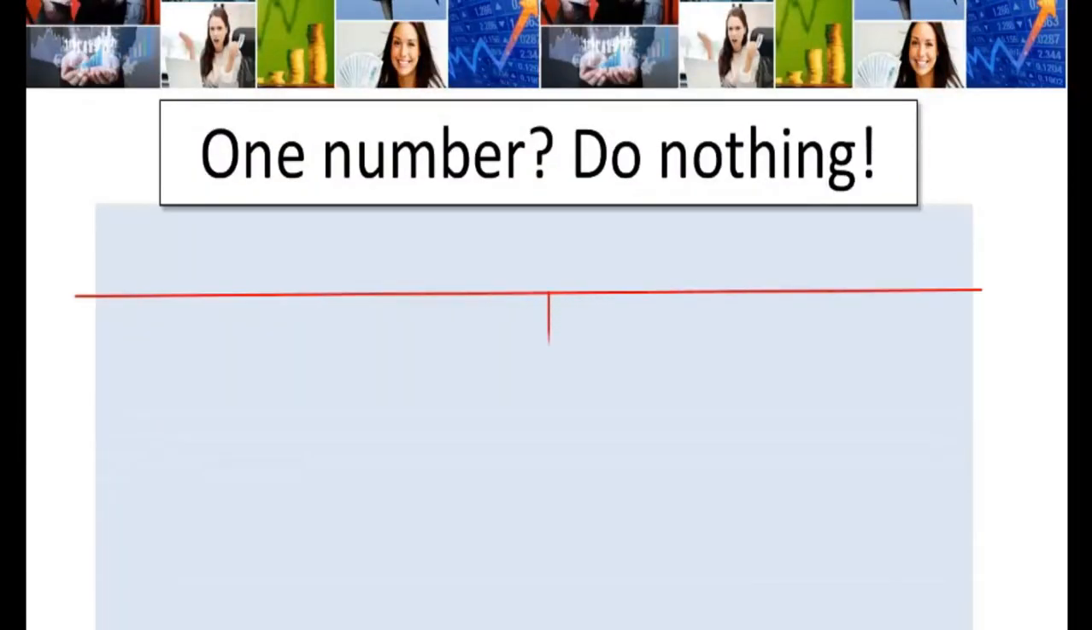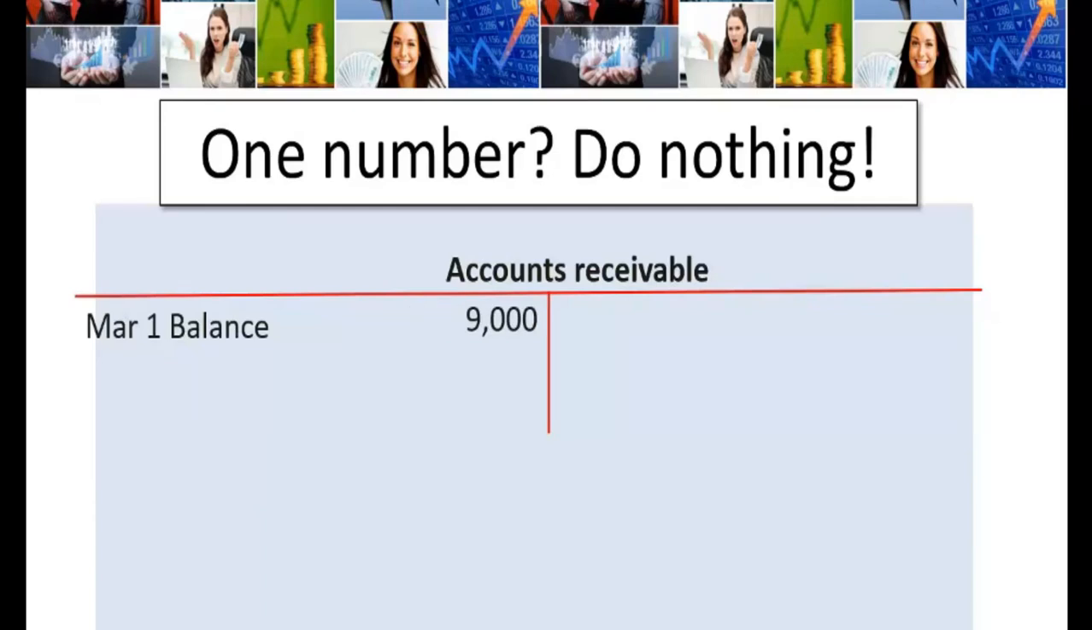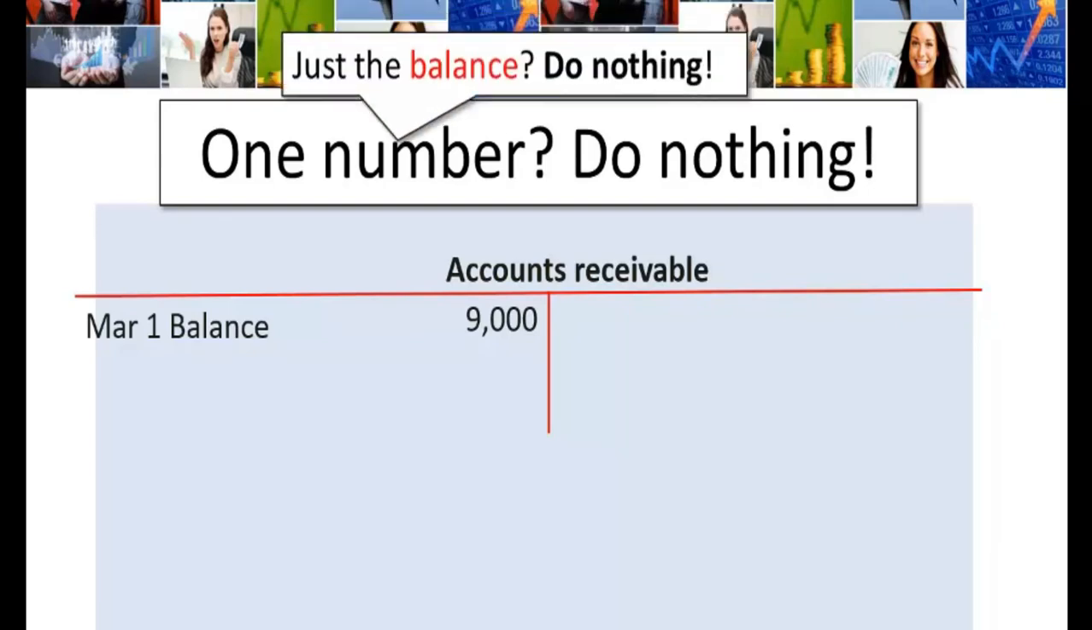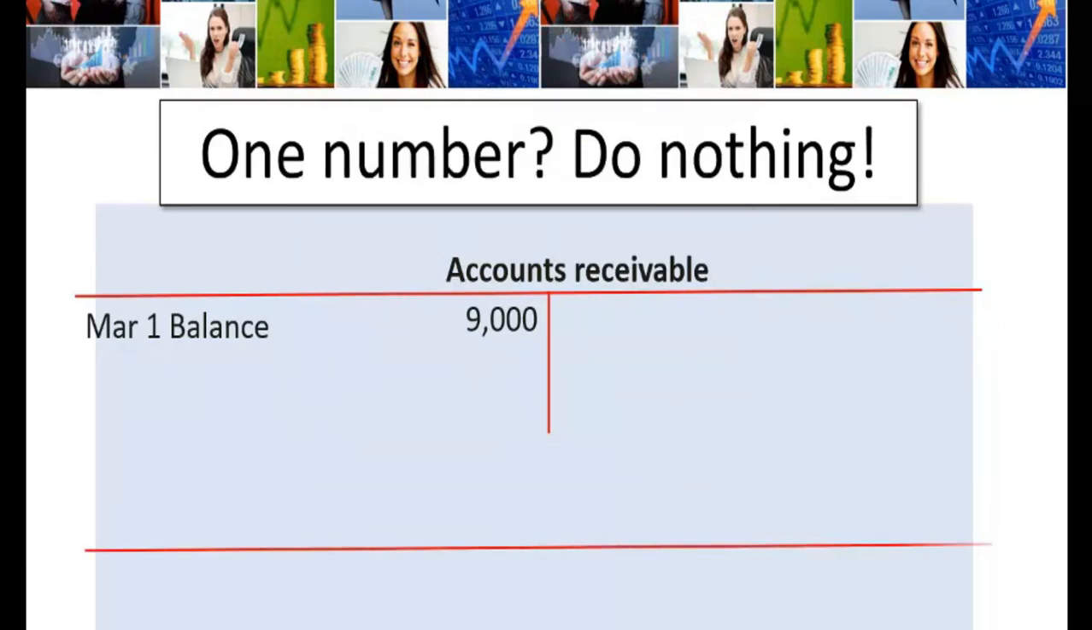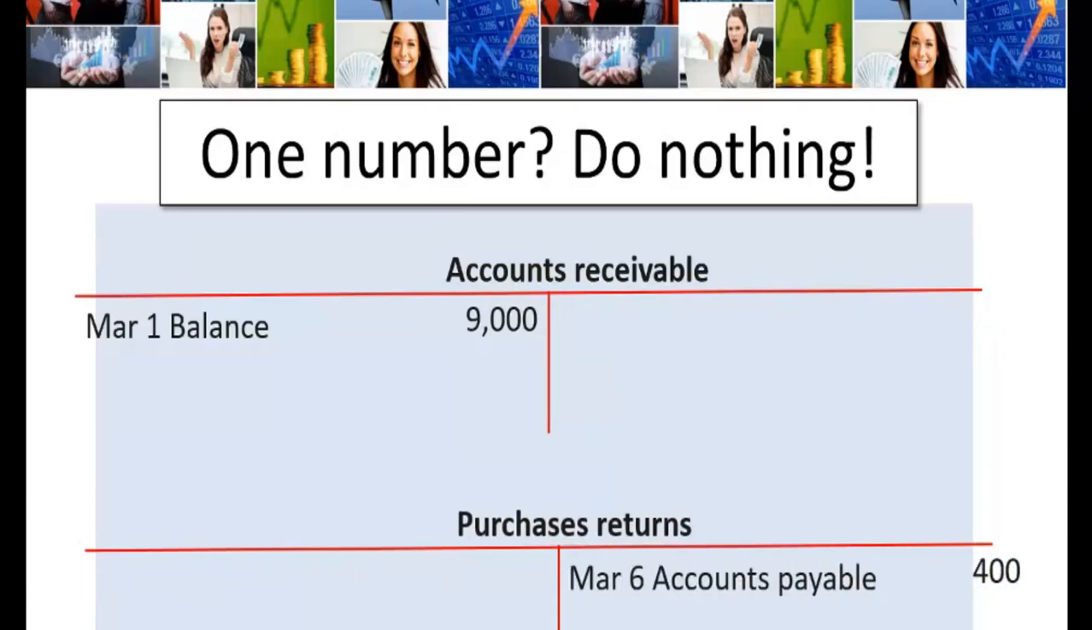One more thing. If there's just one number in the account, nothing's been done in that account over the course of the time period, usually a month, we do nothing. It doesn't involve a balance. Just a balance, do nothing. Leave it as it is. So, one number, do nothing.